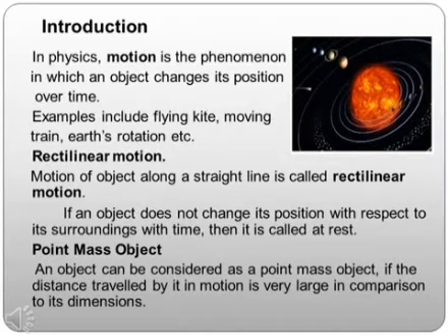In physics, motion is the phenomenon in which an object changes its position over time. Examples are a flying kite, a moving train, Earth's rotation, etc.